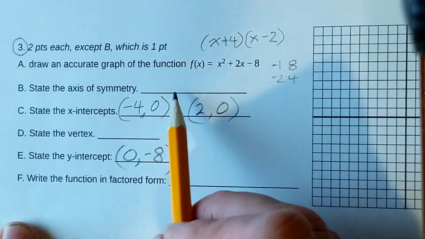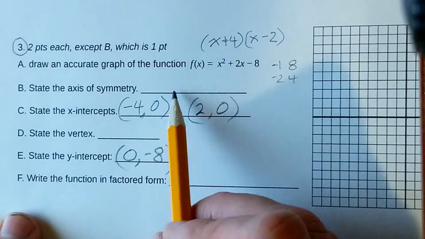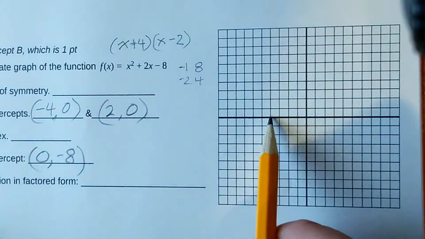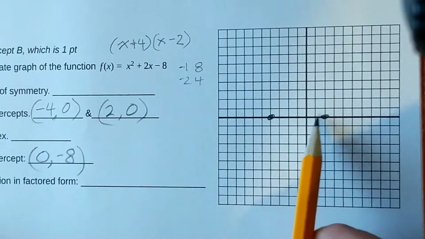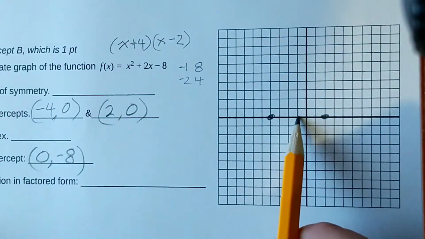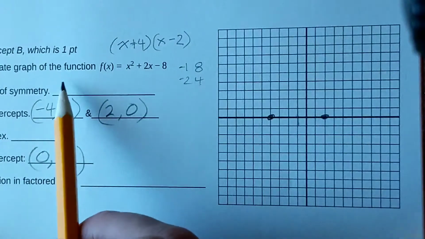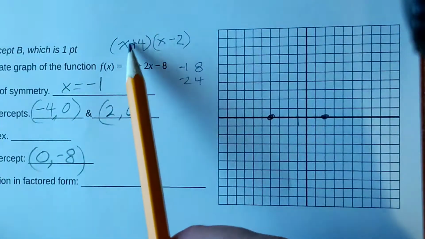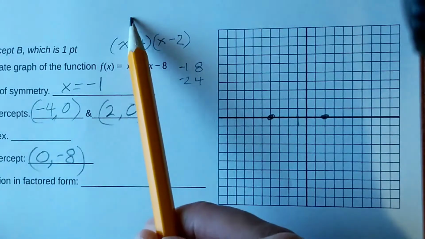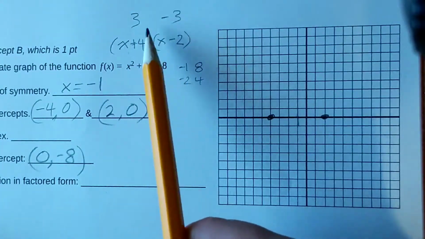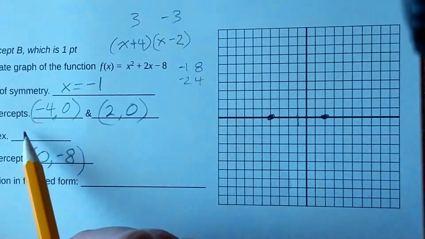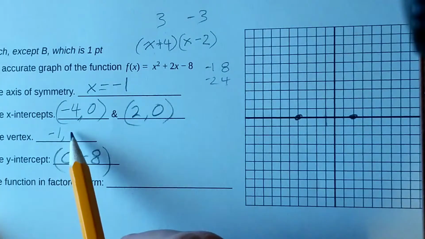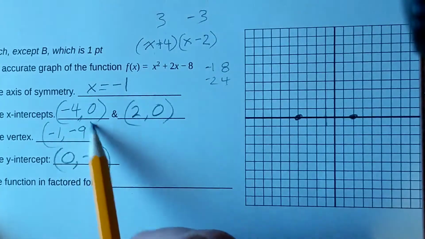The axis of symmetry. Okay, for that we're going to turn to the graph and plot these zeros. Then we can see the axis of symmetry would be at x equals negative 1. Then we can plug that in. Negative 1 plus 4 is 3. Negative 1 minus 2 is negative 3. That multiplies to negative 9. So the vertex is at negative 1 comma negative 9.